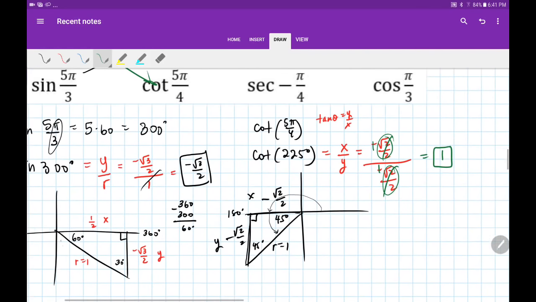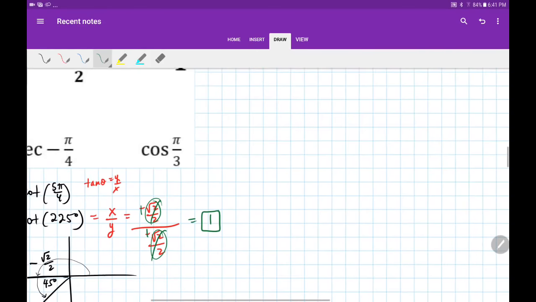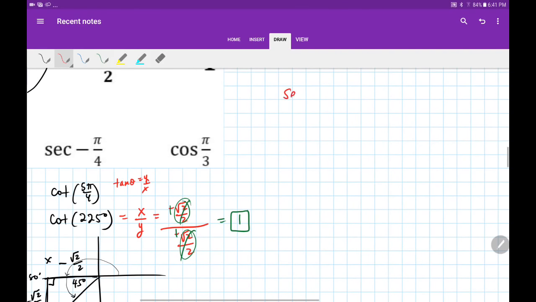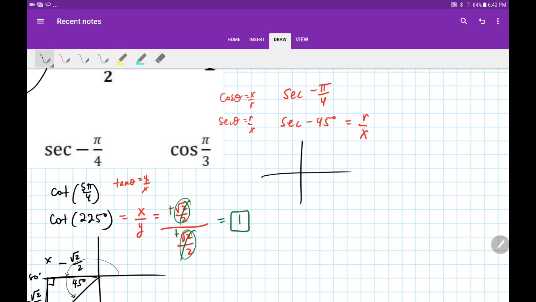All right, next, secant of negative pi over 4. Let's do this off to the side here. So first, convert it to degrees. That's negative 45 degrees. Our formula, secant's the reciprocal of cosine. So if cosine's x over r, secant's r over x. And next we'll draw it. So regular 45 degrees takes me right here, but that's not what I want. I want to flip it over the x-axis. So negative 45, instead of going this way, will land me right here.